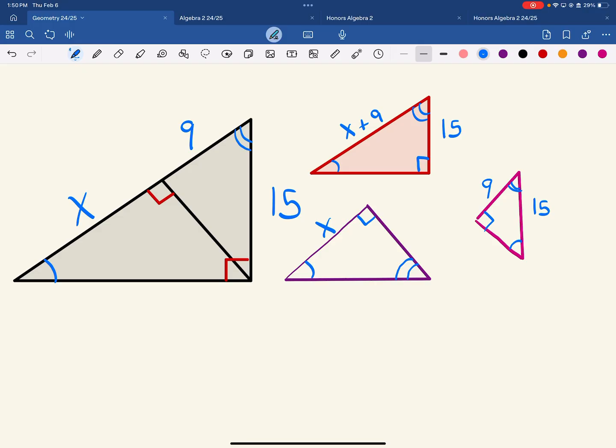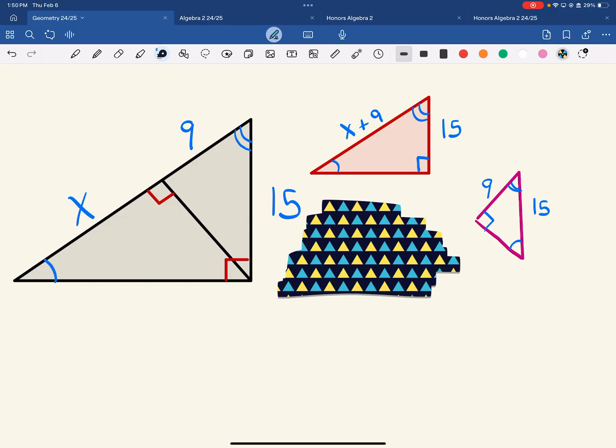Right, so we can ignore this one. We ignore this one because it only has one side. So we're just going to kind of ignore it. And now I'm going to set up the ratios, and I'm just going to pick somewhere to start, and I'm going to start with the top one with x plus 9. So we're going to do x plus 9 over something equals something over something.